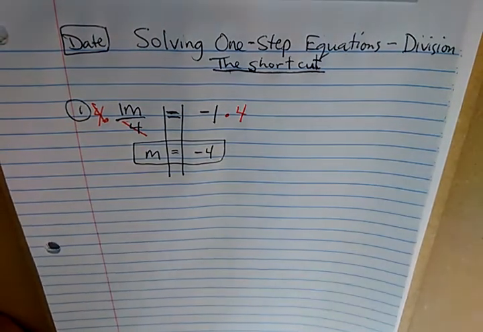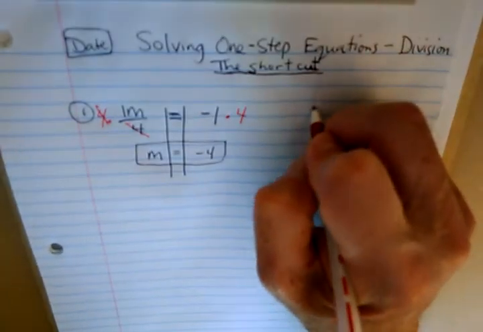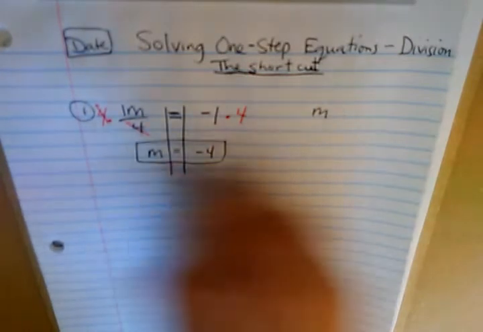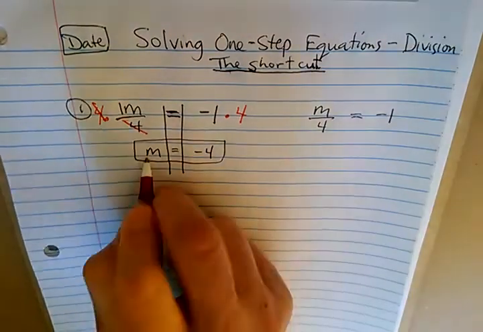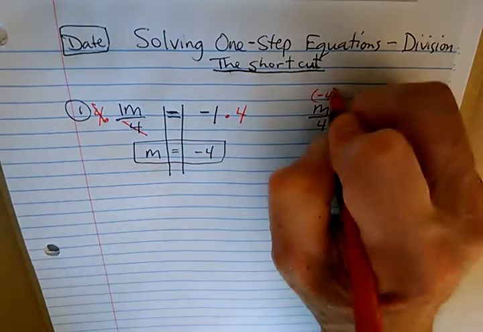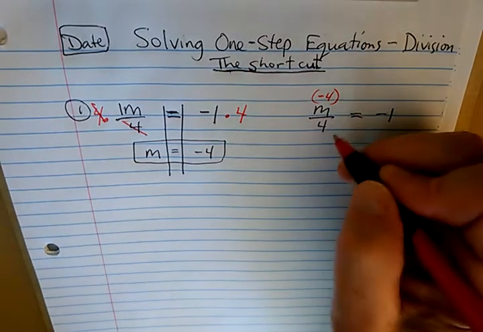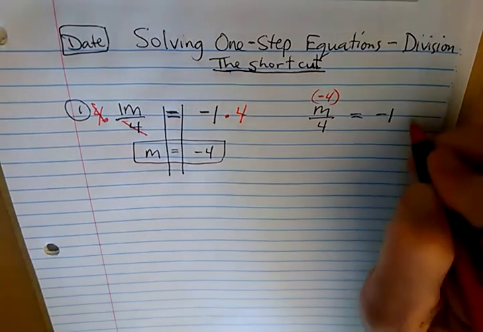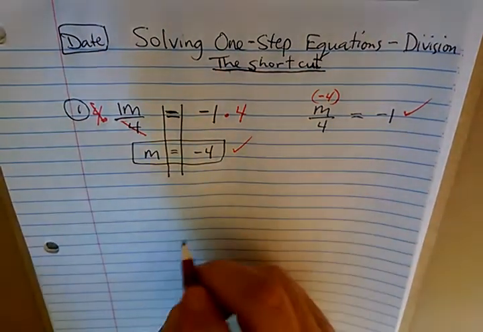You can check to see if it's true, because if you've got the original equation, m over 4 equals -1, we can check to see if m really is -4. If m is -4, then -4 divided by 4 should equal -1. -4 divided by a +4 does equal -1. Yeah, so it works. It does check out. Let's do one more problem here.